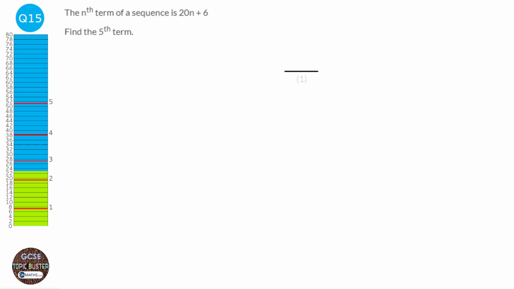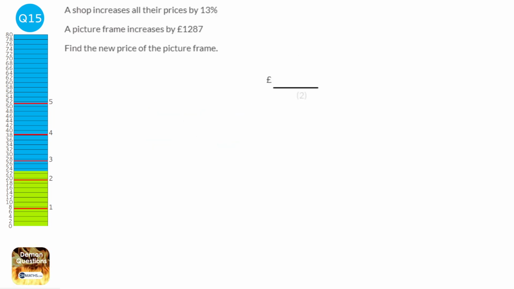So our sequence, our nth term, is 20 times n plus 6. For the 5th term, n would be 5. So it's 20 times 5 plus 6. 20 times 5 is 100. 100 plus 6 is 106.